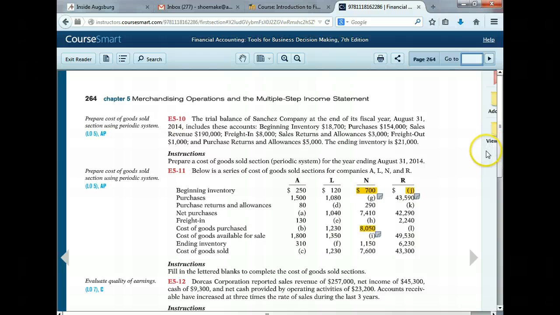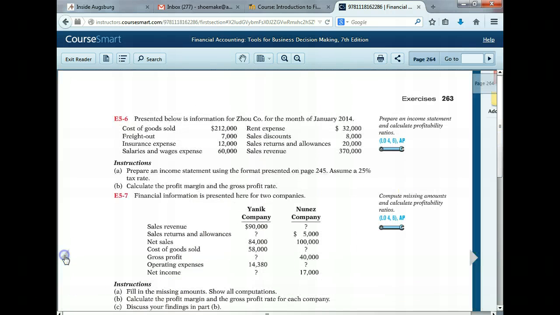Okay, 264, and we're dealing with the first one, which was number 7, I think. Okay, so let's look at 7.